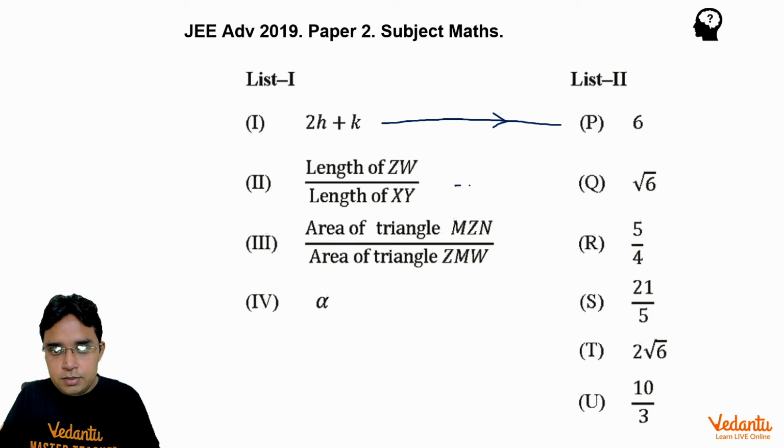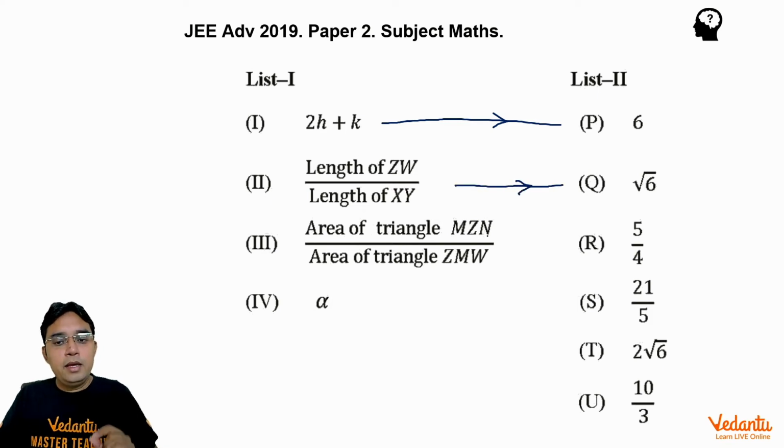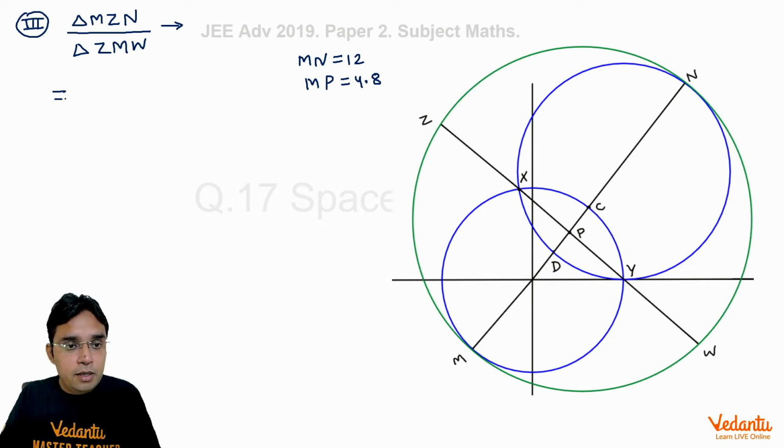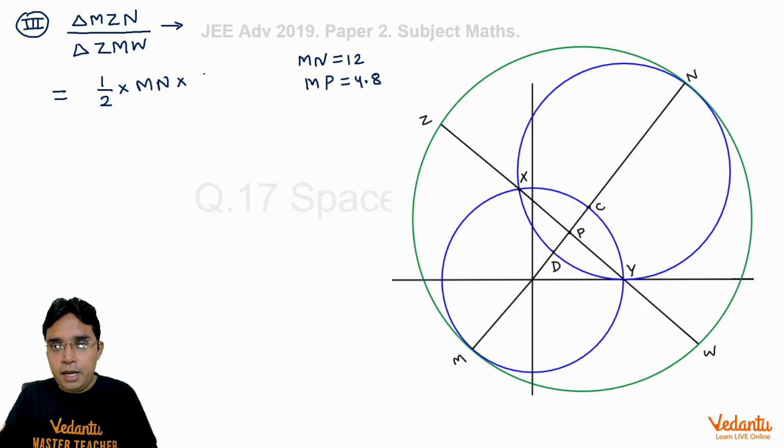Okay, so this should be connected to Q. Now coming to area MZN upon area ZMW. So to find the ratio of these triangles, we can write the area of the triangle in the numerator as 1 upon 2 into base, which is MN, into its height, which is ZP, upon the area of the triangle in the denominator.